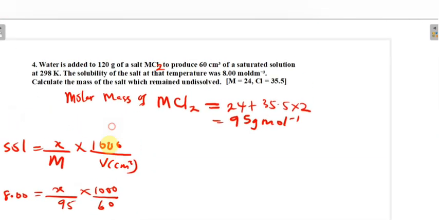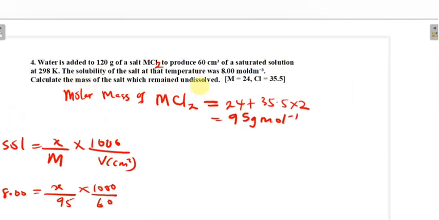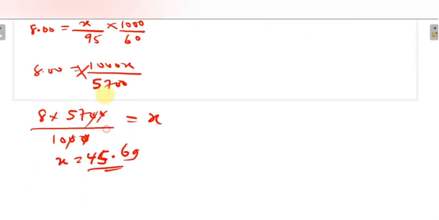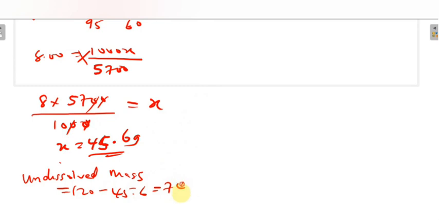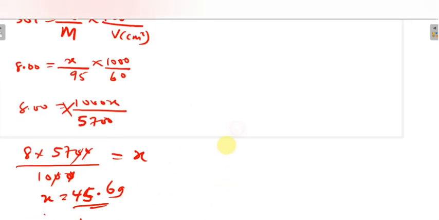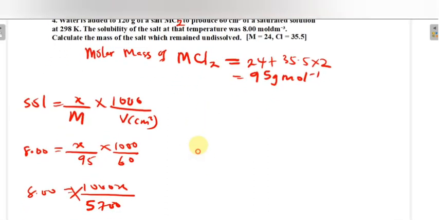45.6 grams. So in the question, we are asked to calculate the mass of the salt which remained undissolved. So the mass that remained undissolved will then be equal to 120 minus 45.6. So 120 minus 45.6 is equal to 74.4 grams. Okay, you may want to try this with the other method.